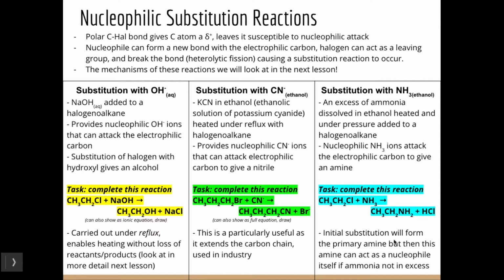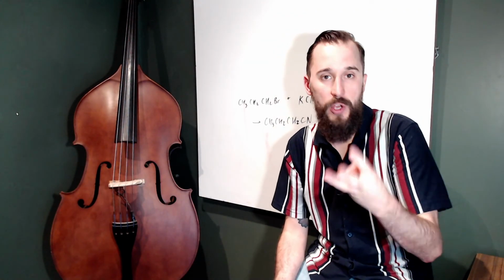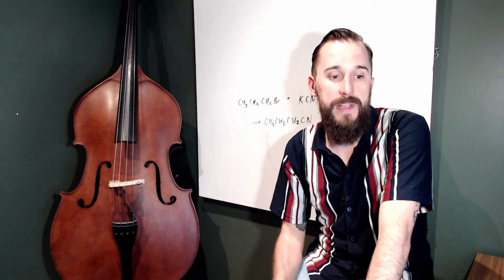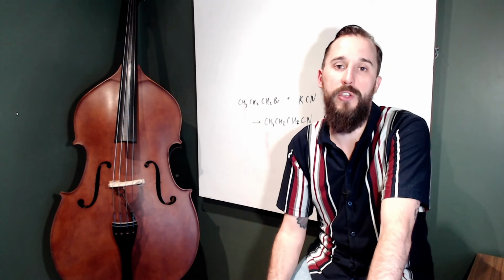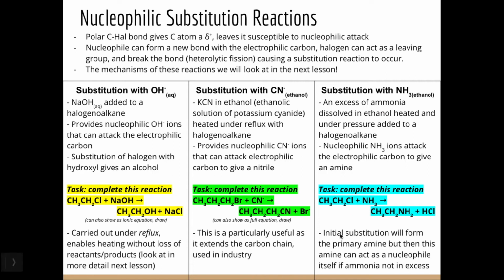Initial substitution will form the primary amine, but then this amine can act as a nucleophile itself if the ammonia is not in excess. So this amine that we form has a lone pair of electrons there, so that could also act as a nucleophile. So we could potentially form secondary and tertiary amines from this reaction. So this is why we want to have an excess of ammonia, because often we don't want to get a whole mixture of products. We just want to get the one product that we're after, the primary amine in this instance. Excellent. So there were our substitution reactions.